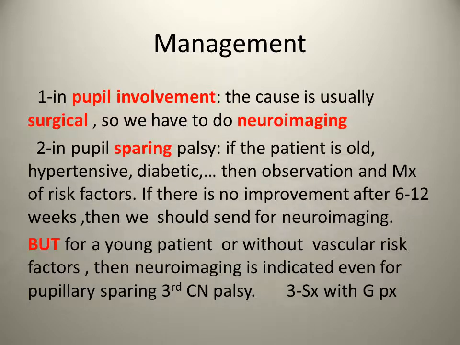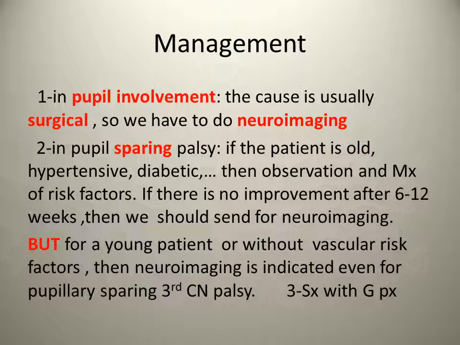Now the management. As we said, the cornerstone differentiating feature between the two lines of management is pupillary involvement or pupillary sparing. So in pupillary involvement, usually the cause is surgical, and we need immediate neuroimaging and neurosurgical consultation. While in a pupillary sparing third nerve palsy, then medical consultation when the causes are obvious, being an old, hypertensive, diabetic patient, and observation, of course, after control of risk factors. If there is no improvement after 6 to 12 weeks, again we need neuroimaging.